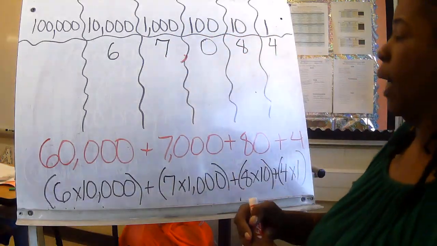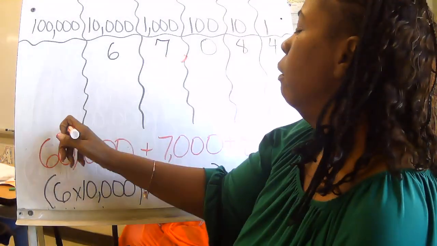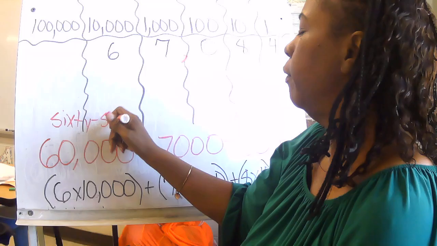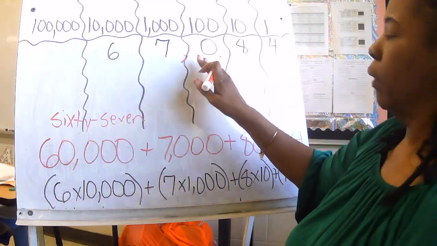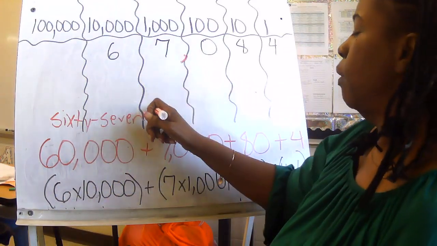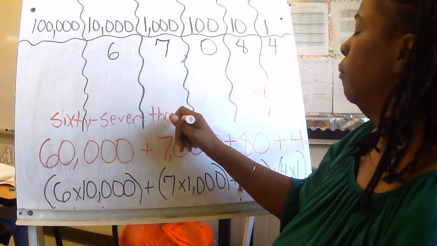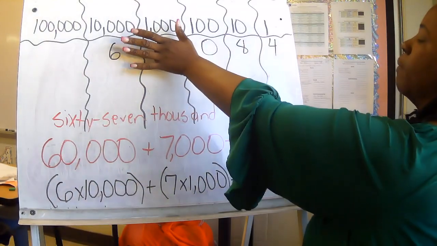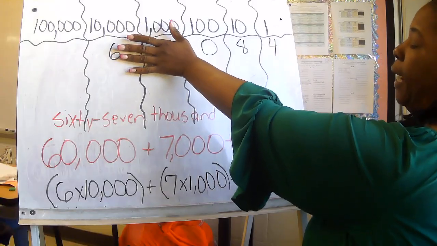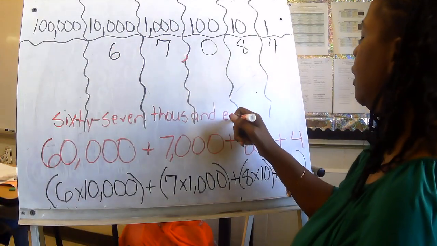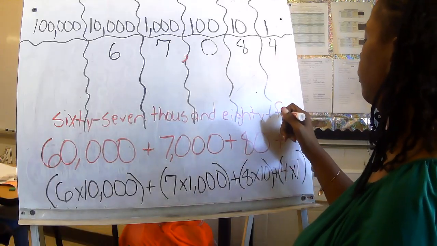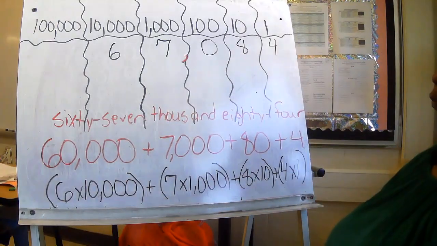So what do you have? 67. Let me write it because I'm going to do word form. 67. Now, the comma says what? 1,000. So I'm going to write the word 1,000. Now I'm going to cover up 1,000. What comes after that? How would you read that? 84. So I'm going to write 84. And that's our word form for it.